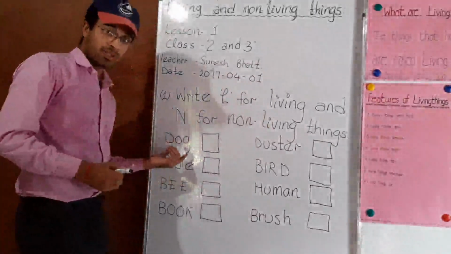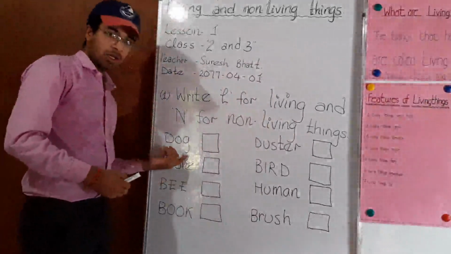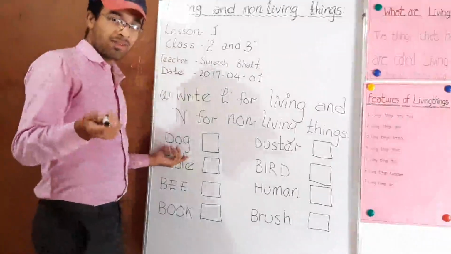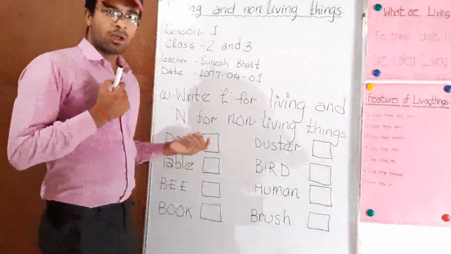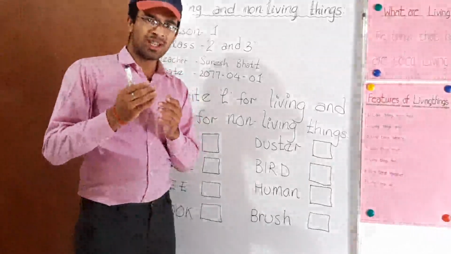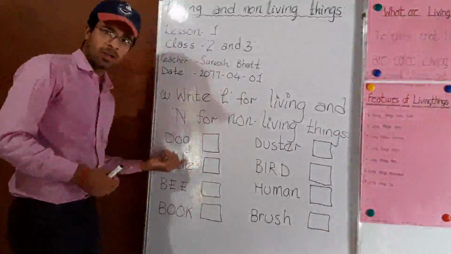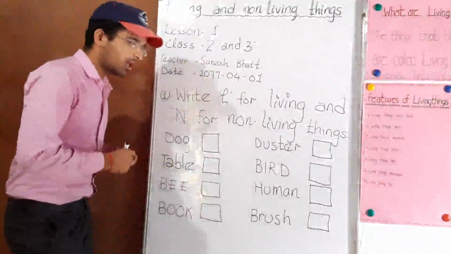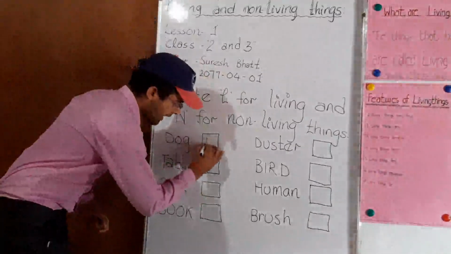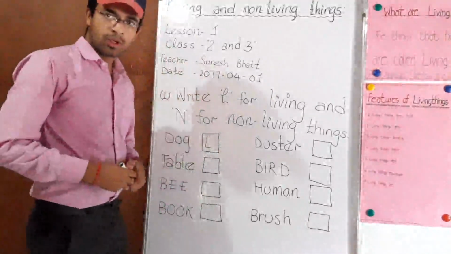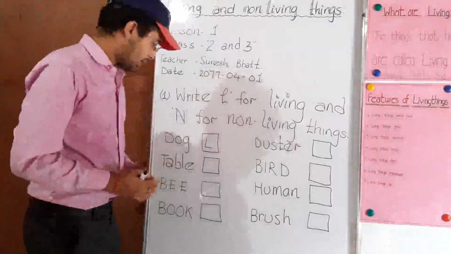Okay, the first question is dog. Is a dog a living thing or non-living thing? In your home, you see a dog eats food. So, what is a dog? Yes, a dog is a living thing. So you write L. Are you done? Yes. Okay. Next question.